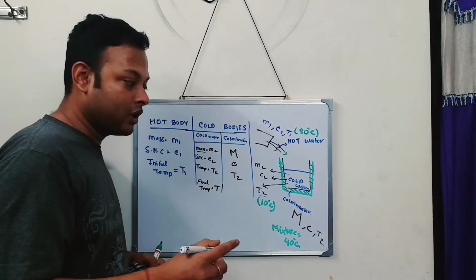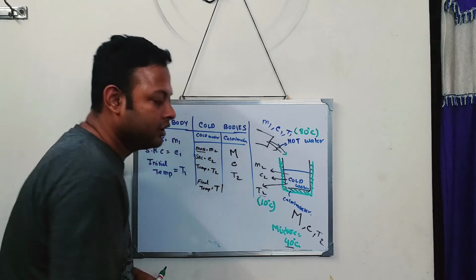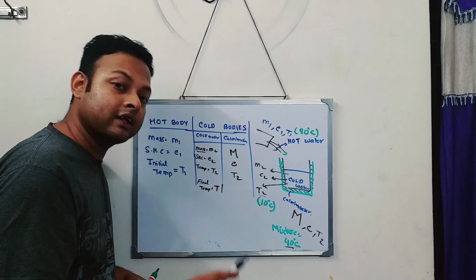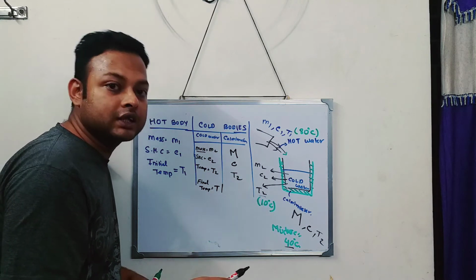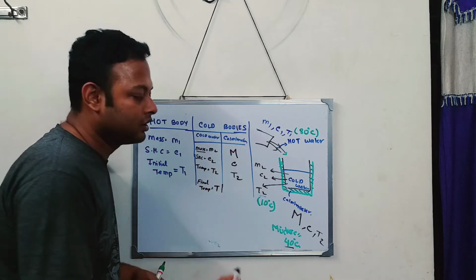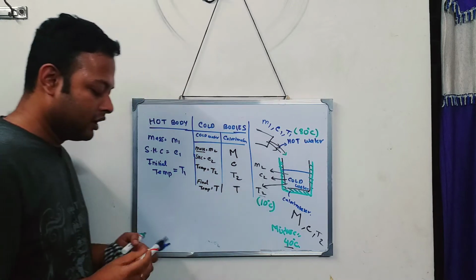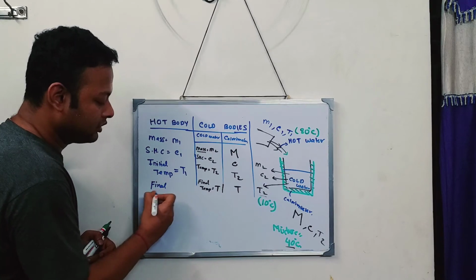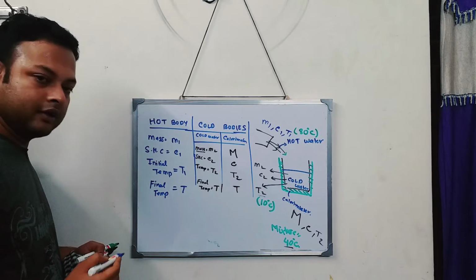Once the cold water and hot water have a final temperature of 40 degrees, the calorimeter also has a temperature of 40 degrees. That is the final temperature of the mixture. So the final temperature of the mixture is the final temperature of the calorimeter, that is also T. And the hot body's final temperature is also T.